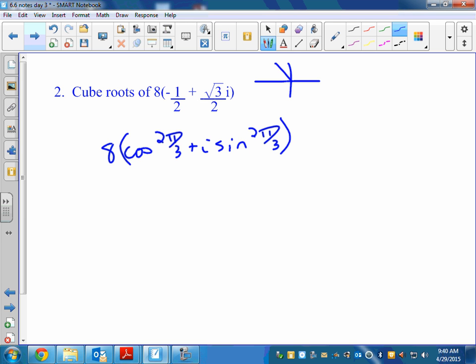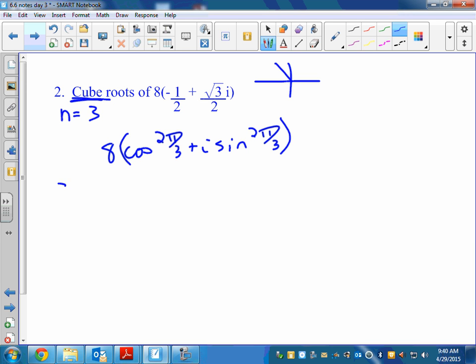What is n in this problem? n is 3, the cube roots. So I'm going to do this 3 times, starting with k equals 0, and then k equals 1, and then k equals 2. Ready?